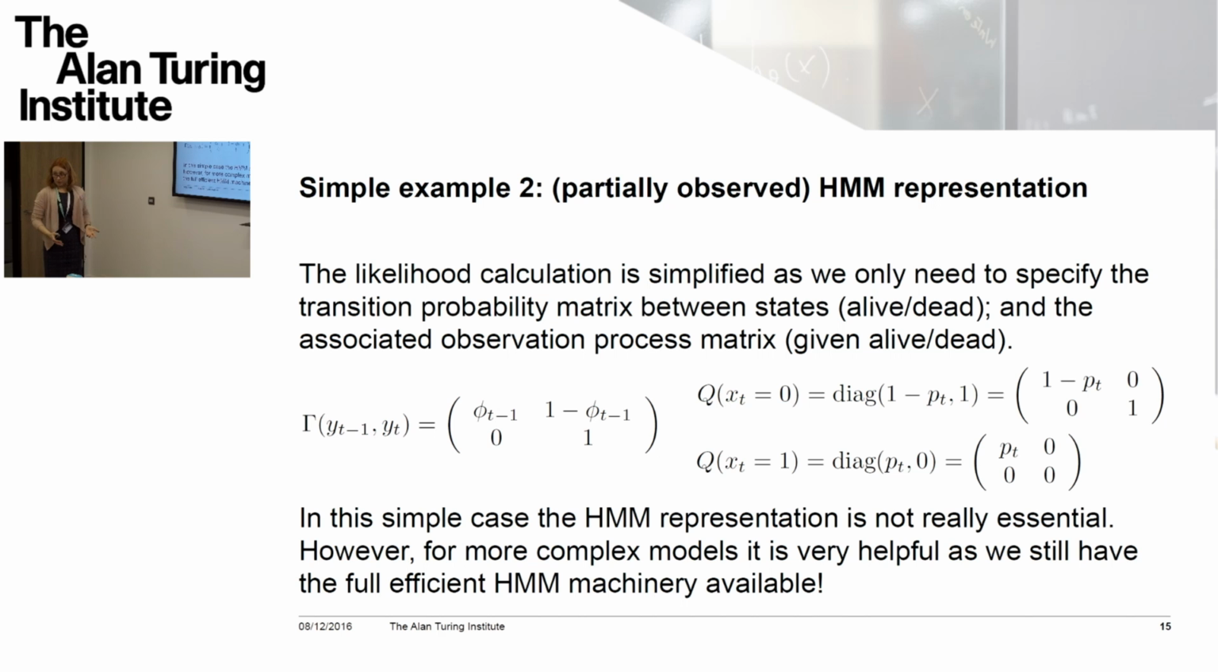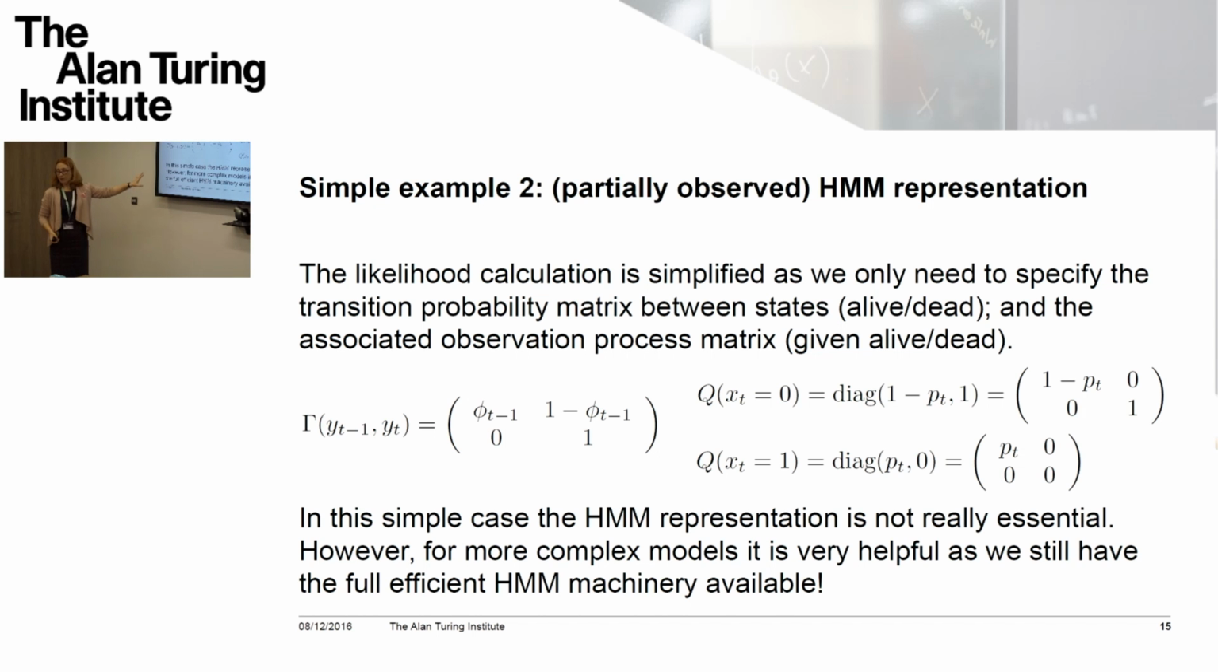Then we have the observation process. It's a diagonal matrix, and it depends on what the true underlying state is. The first element in the diagonal is if they're alive, and the second one is if they're dead. We consider the two outcomes: either we see them or we don't. We don't see the animal with probability 1 minus p if it's alive. We don't see the animal with probability 1 if it's dead.